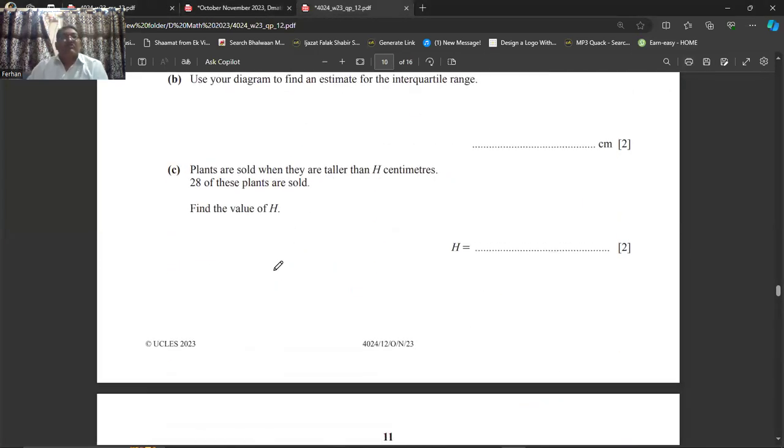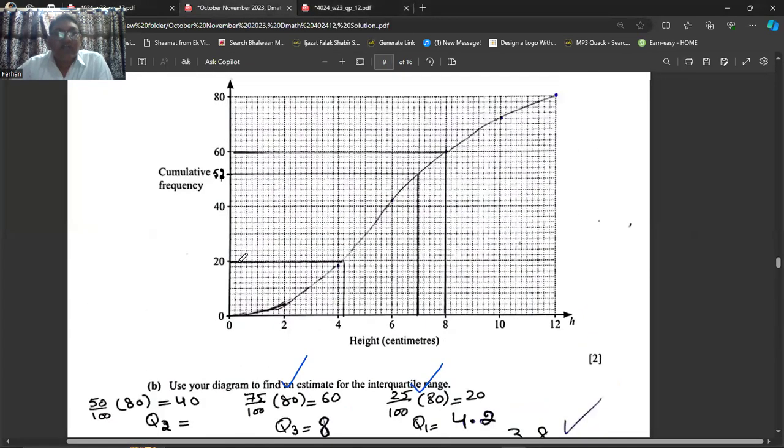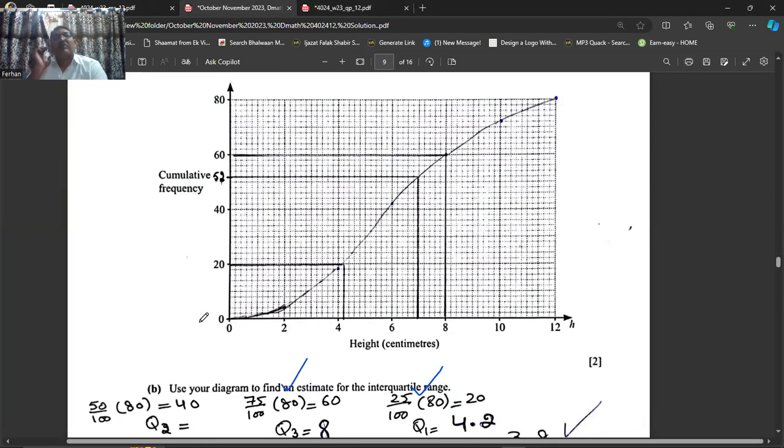This is the C part of that question. He says the plants are sold when they are taller than 8 centimeters. 28 of these plants are sold. You know, this is the less than graph. So when you want to find out, 28 have heights more than 8. From the top, from 80, I will come 28 steps down, and you will come to 52. So this number is 28, because he says there are 28 plants whose heights are more than.